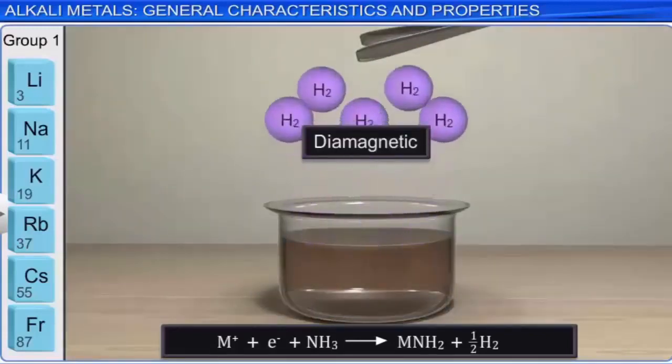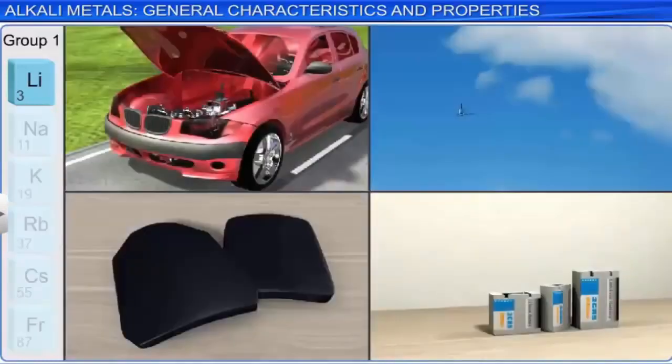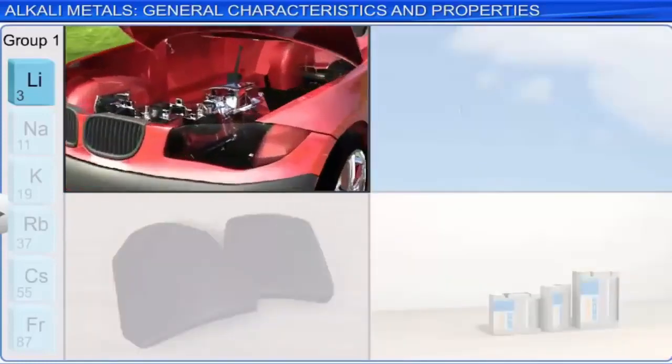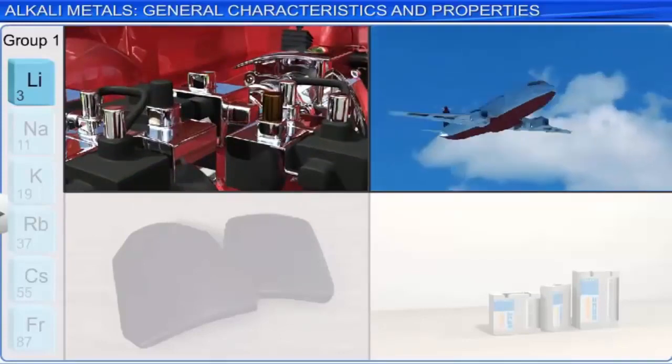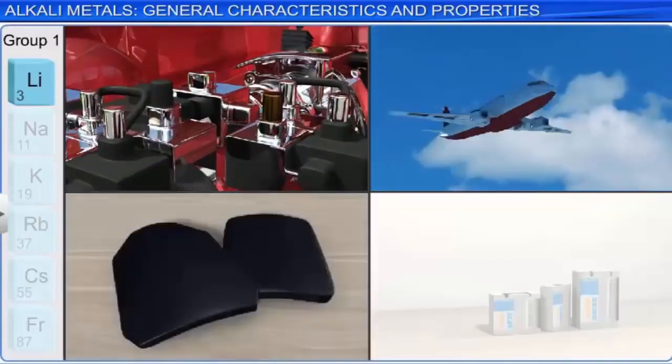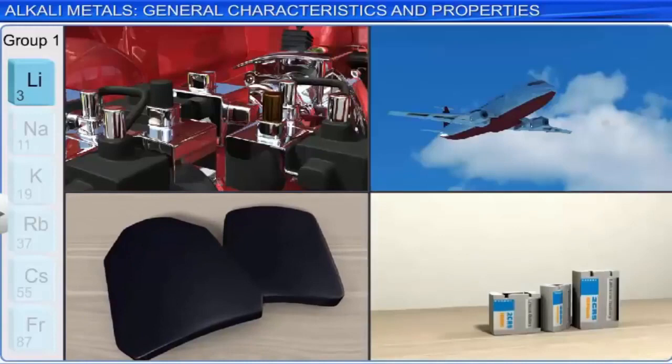Let's go on and discuss some uses of the alkali metals. Lithium alloys are used for a variety of purposes. An alloy with lead is used to make engine parts. An aluminium-lithium alloy is used in airplane construction. And a magnesium-lithium alloy is used to make armor plates. Lithium metal is used in some thermonuclear reactions and to construct various types of batteries.